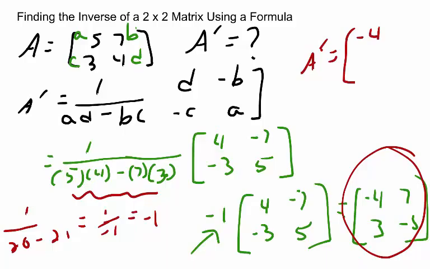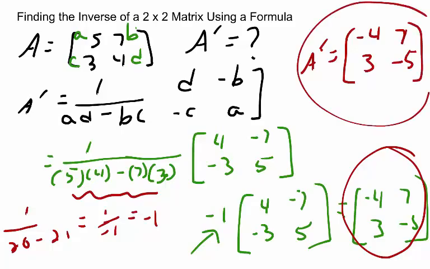As you can see, if you're given a 2 by 2 matrix and you need to find its inverse, assuming it is invertible, this formula is much quicker and easier than applying row operations. So it's very useful to know.